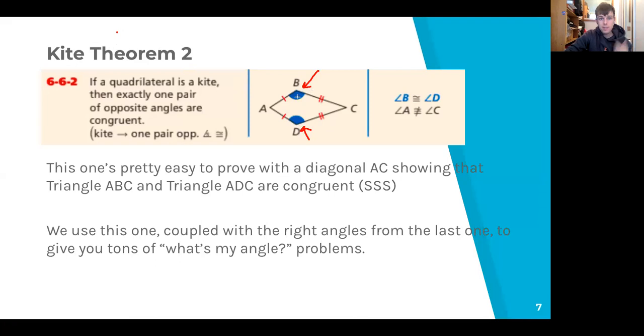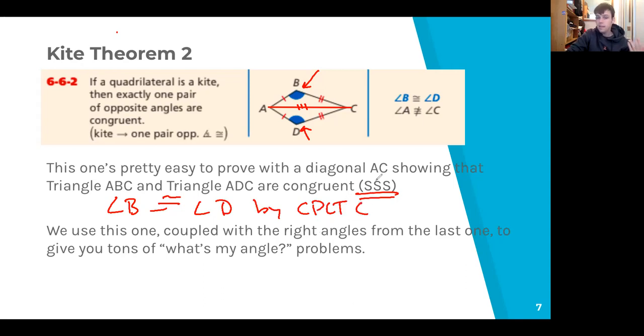This is pretty easy to demonstrate, again, by drawing a diagonal, like we've done a lot of times, and showing that these 2 triangles on the top and the bottom are congruent by SSS. So ABC, ADC are congruent by SSS. And angle B and D are simply corresponding parts. So angle B would be congruent to angle D by CPCTC. Pretty easy proof. I have used the term easy a lot in some cases where it maybe wasn't easy, but this one is.